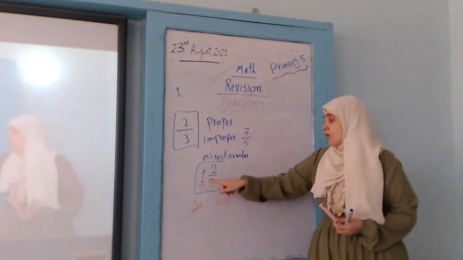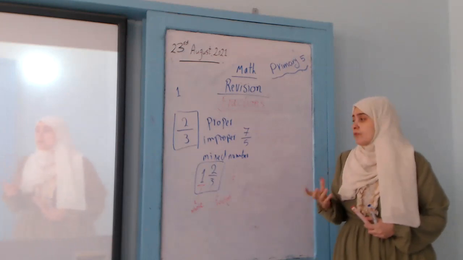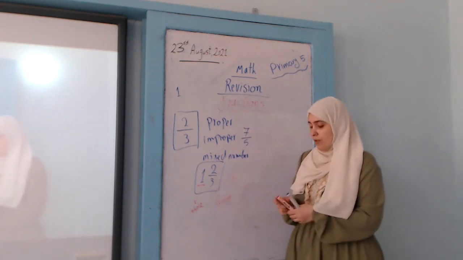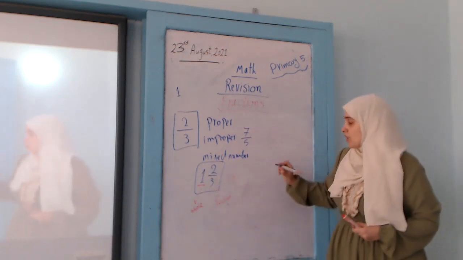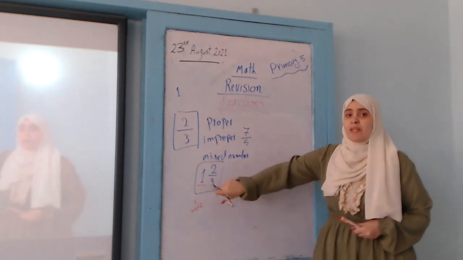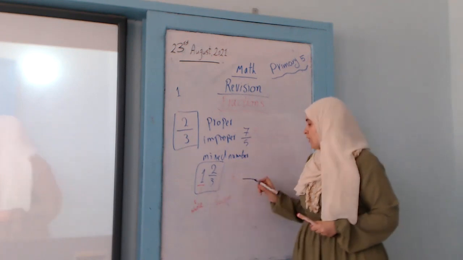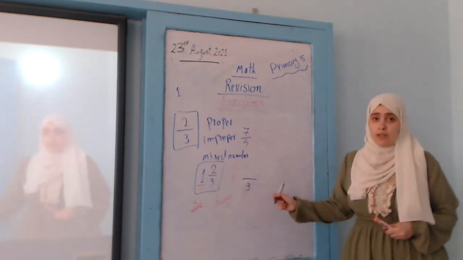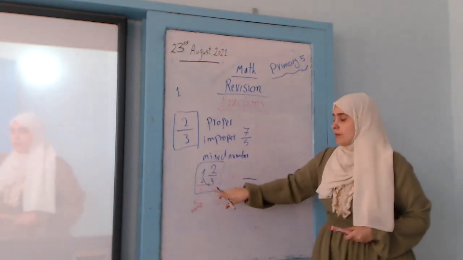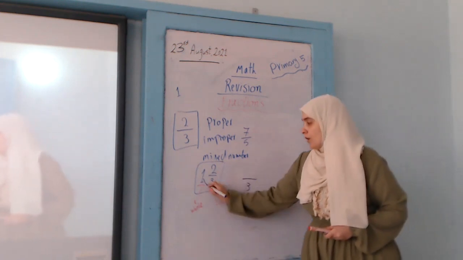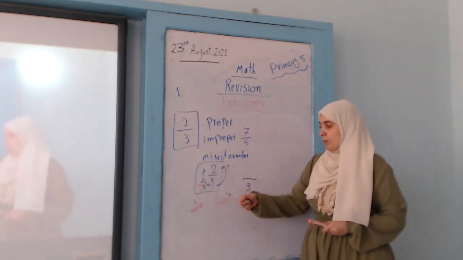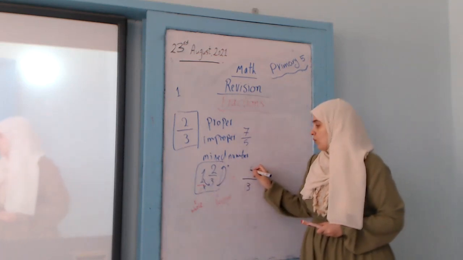steps. Okay? 1 and 2/3. I want to convert this mixed number to an improper fraction. What are the steps I can do? First, to convert to a fraction, I must have the line of fraction. The denominator will be the same. The denominator here is 3, so the denominator here is 3. Then I will multiply the whole number by the denominator. 1 multiply 3 equals 3, plus the numerator 2, equals 5.